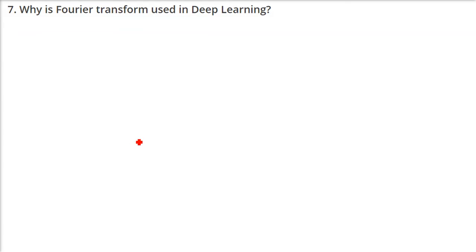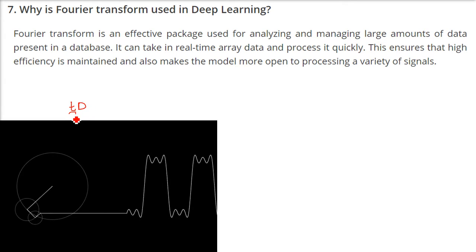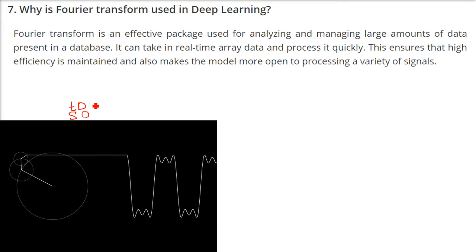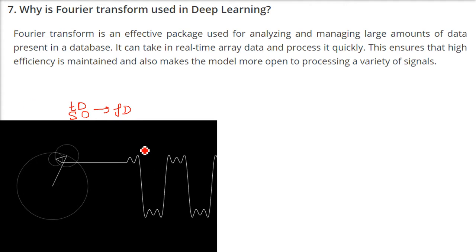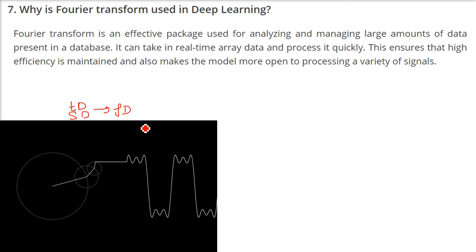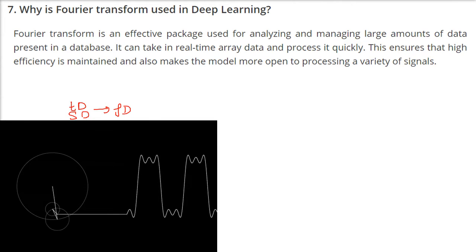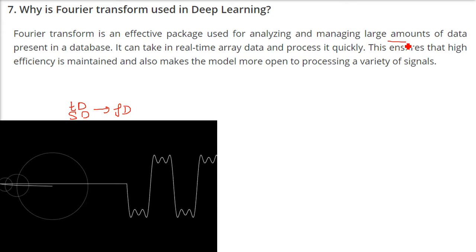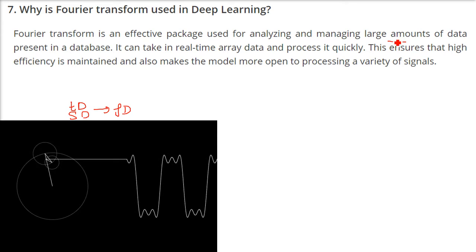Why is Fourier transform used in deep learning? This Fourier transform is all about converting, changing from the time domain or spatial domain to the frequency domain. You get frequencies here. There are different kinds of Fourier transform. You have the fast Fourier transform like this. This Fourier transform is an effective package used for analyzing and managing large amounts of data present in a database. Large amounts of data.